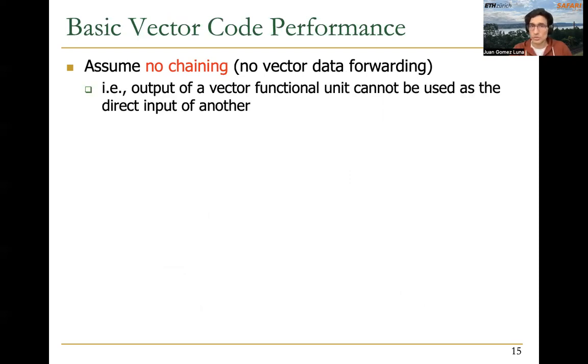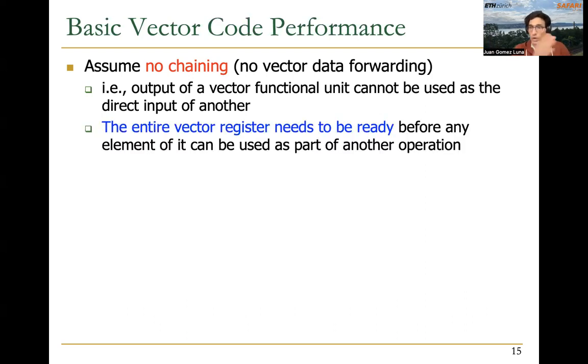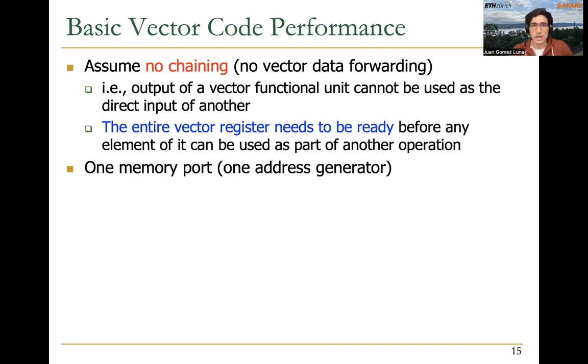For now, we are going to assume there is no chaining in our vector processor. That means that we cannot forward one element that was just obtained from a functional unit to the next functional unit. So we have to wait until the entire vector register is complete and is ready. And we are going to assume just one memory port for now. So we can just sustain one memory access at a time.